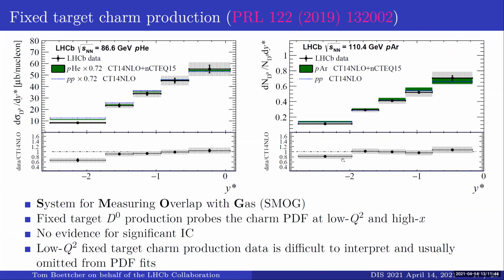So at LHCb, we have tried to probe intrinsic charm using fixed target charm production.